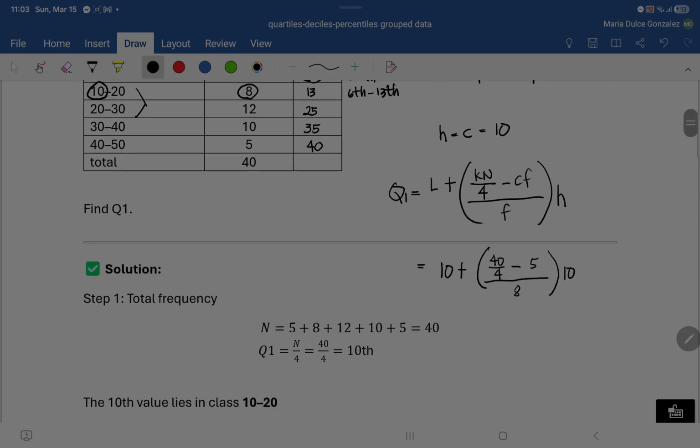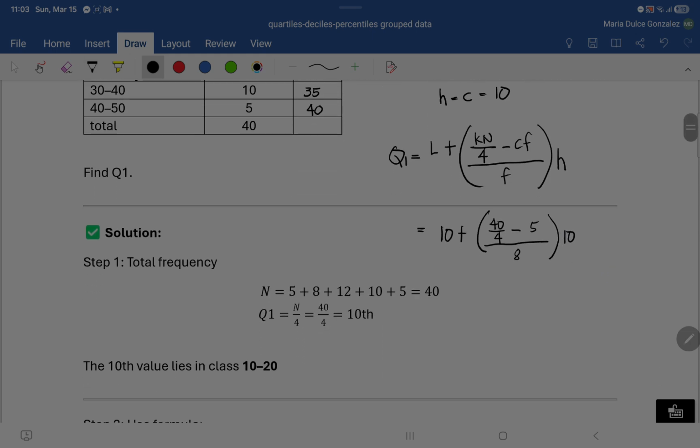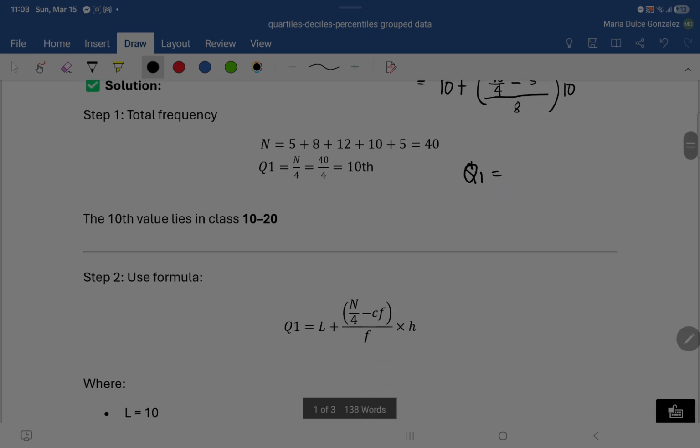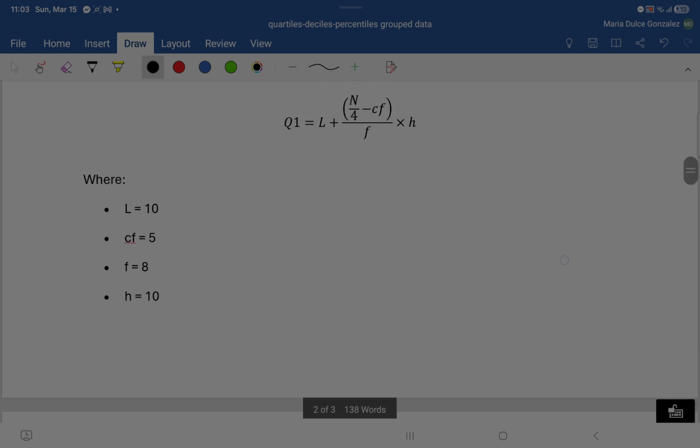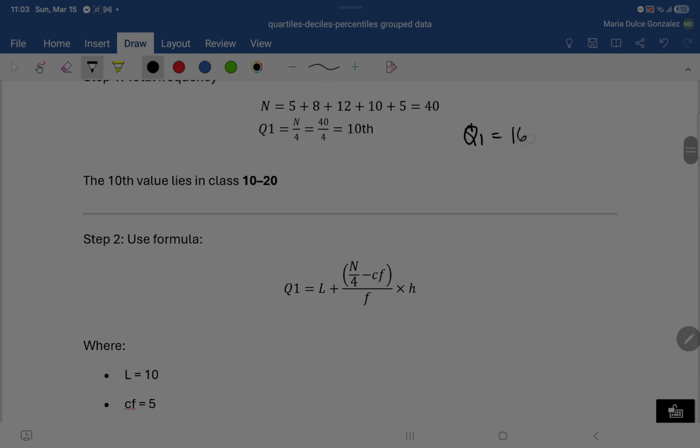So we have 40 divided by 4 is 10 minus 5, that would be 5 divided by 8 times 10, giving us a value of Q1 which is equal to 16.25. Okay, so it's 16.25.